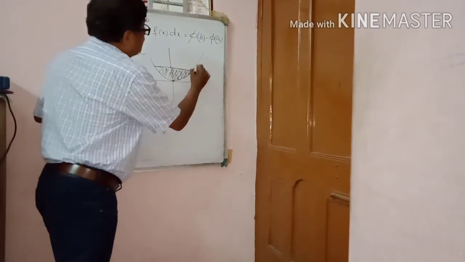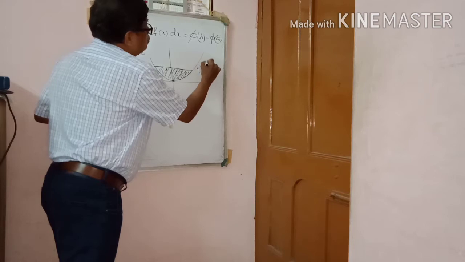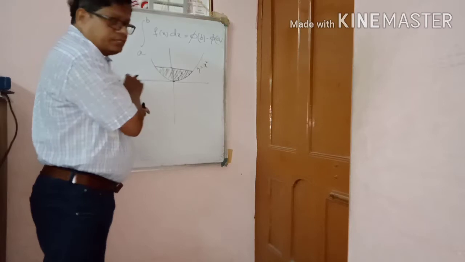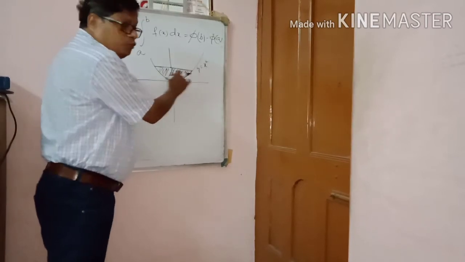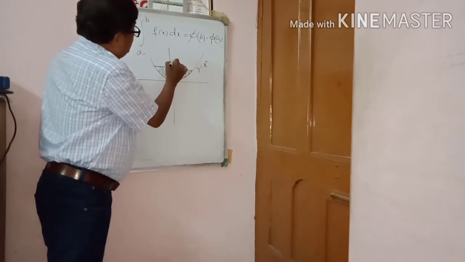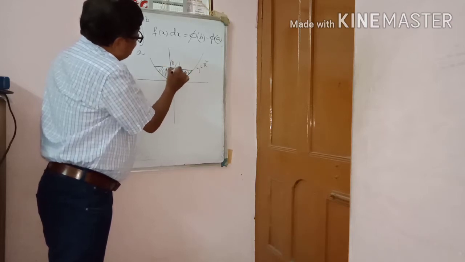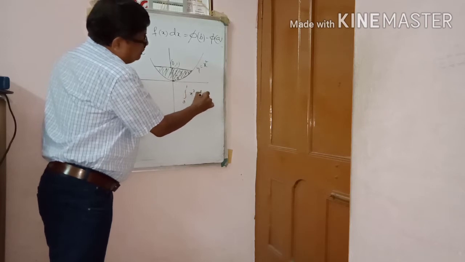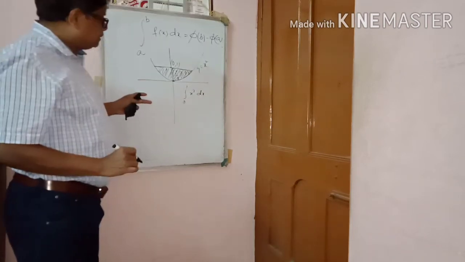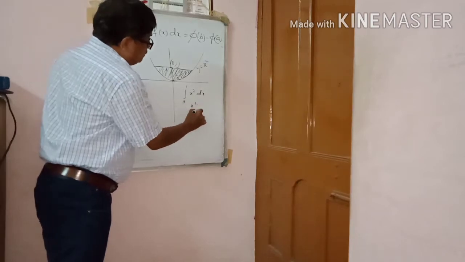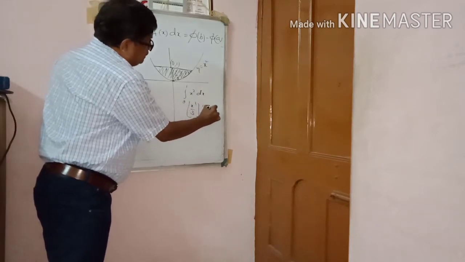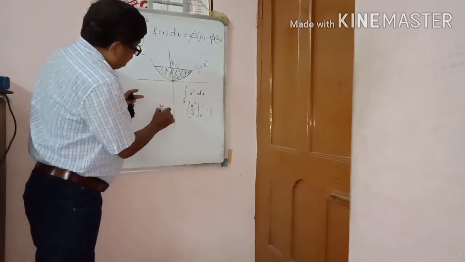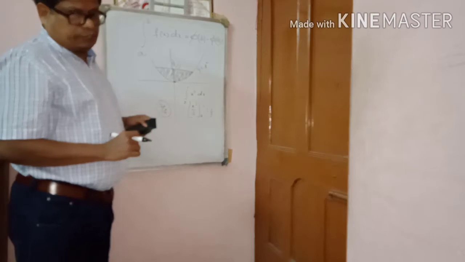So from 0 to 1, the curve is y equal to x square. Here y equal to x square, and this is 0 to 1. This one we first find out: integral 0 to 1 x square dx. So it will be x cube by 3. From 0 to 1, that is 1/3. That side is also the same, so the total area will be 2 by 3 unit square.